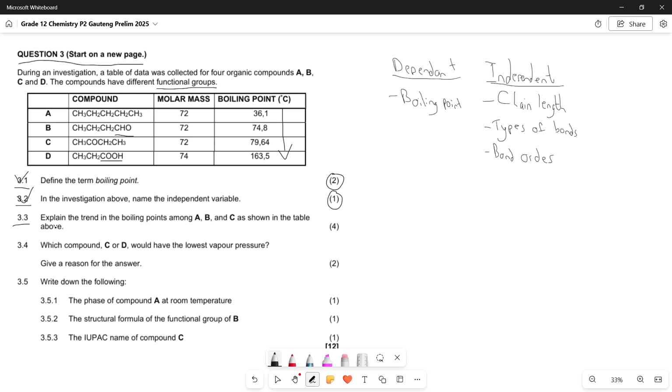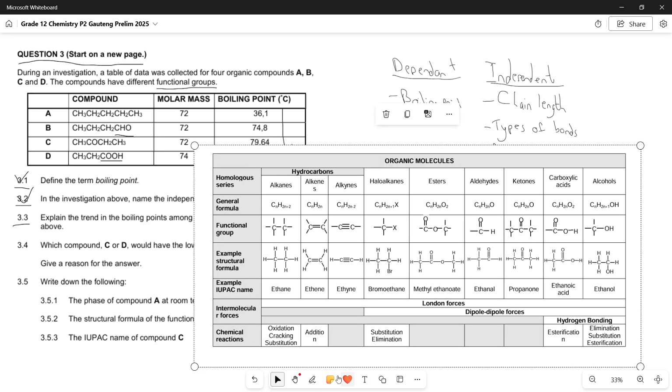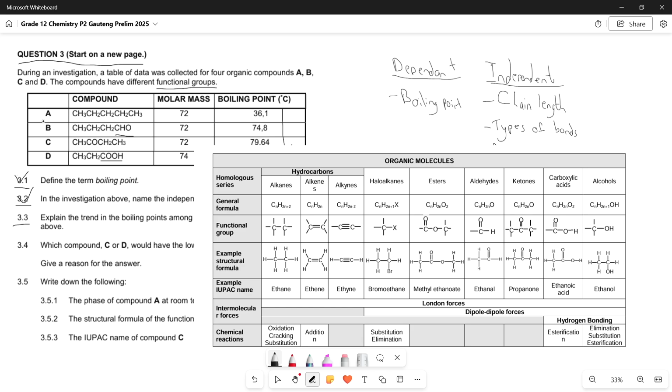3.3 says, explain the trend in the boiling points among A, B, and C as shown in the table above. So just A, B, and C based on them having the same molar mass, even though they have different amounts of C's. A has 1, 2, 3, 4, 5 C's, B has 1, 2, 3, 4 C's, and C has 1, 2, 3, 4 C's as well. So on this sheet over here, we're going to compare A, B, and C as they mentioned, and we're just going to reference this organic molecule sheet so that we can see what type of bonds we're dealing with. Because if we have different functional groups, we have different types of bonds, and we just need to see what type of bonds they actually have so that we can compare them.